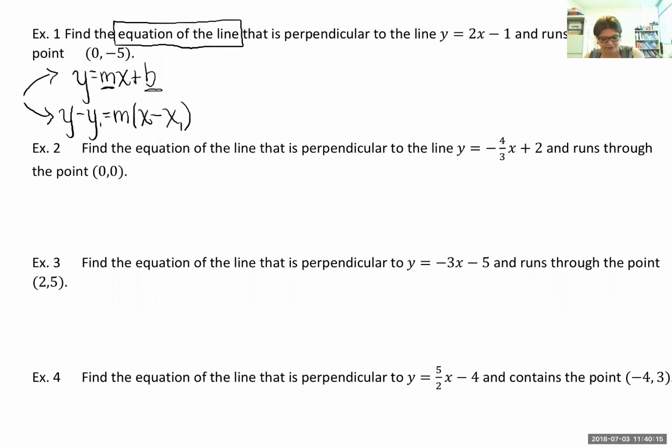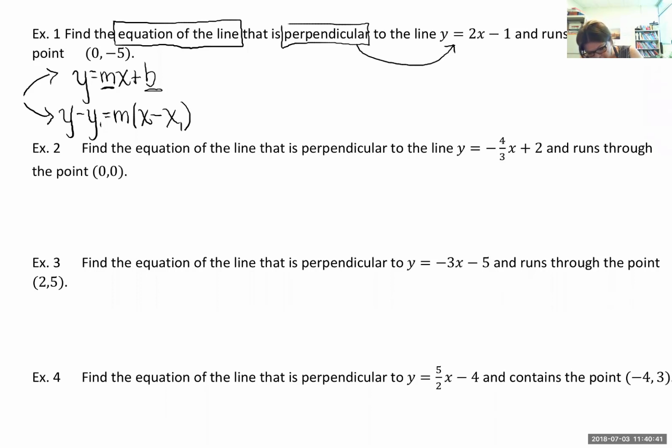The first thing we know is that our line is perpendicular to this line. Now you might say, Kate, that has nothing to do with anything. What does that have to do with it? Remember, when lines are perpendicular, we know something about their slope. We just learned that. When lines are perpendicular, they have related slopes, not the same slope, that was parallel, but related slopes.